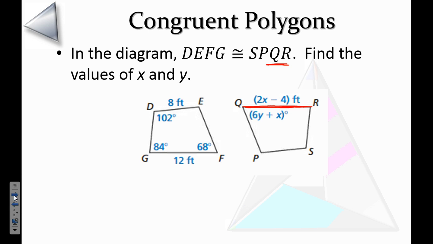Which side is congruent to segment QR? FG. So here's FG. Can someone give me an equation that relates those two? 2x minus 4 equals 12. That's what it means to be congruent, right? They have equal measures. So now it's an algebra problem. 2x will be equal to 16 when we add 4 to both sides, so x equals 8.